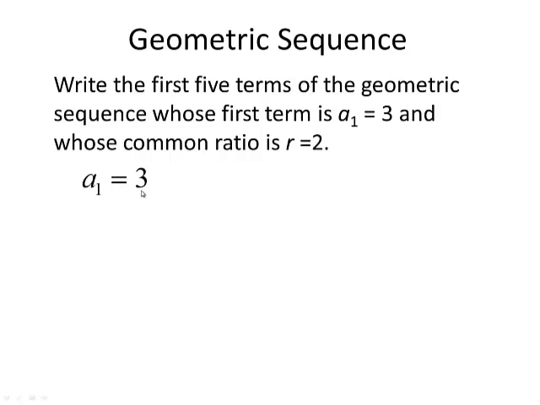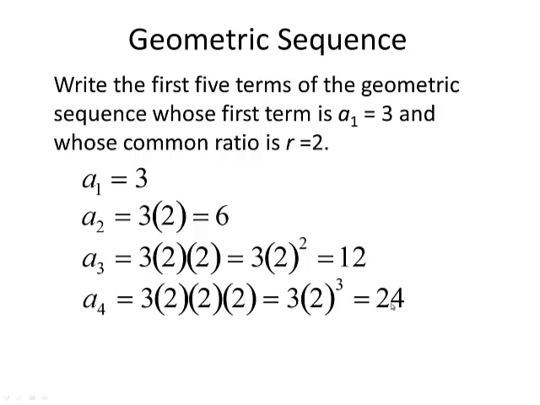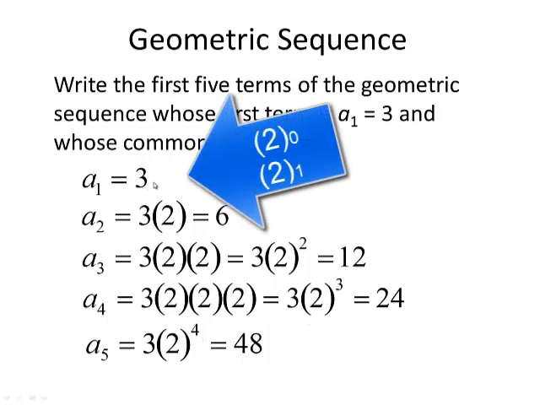So the first one is 3. The next one is 3 times 2, which is 6. The next one is 6 times 2 again, which is 3 times 2 squared, which is 12. Take that 12 and multiply by 2 again, we get 24. Multiply by 2 again, we get 48. Now I want you to get used to this notation here. We have 4, 3, 2, 1, and 2 to the 0 power.